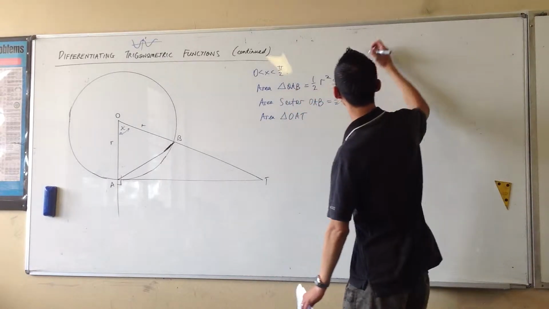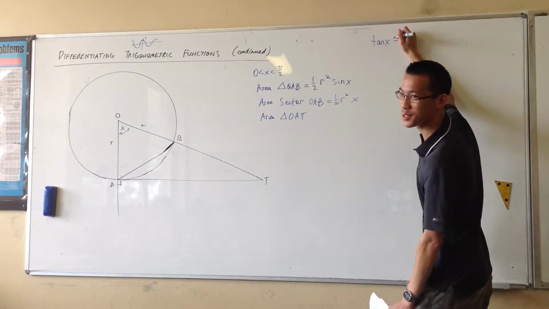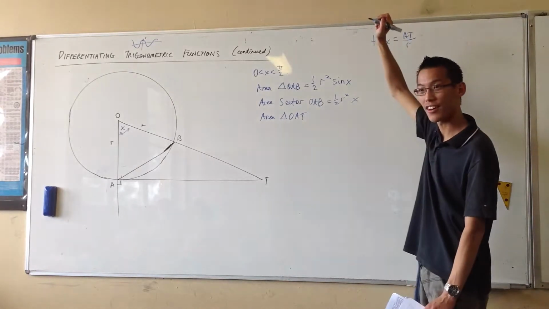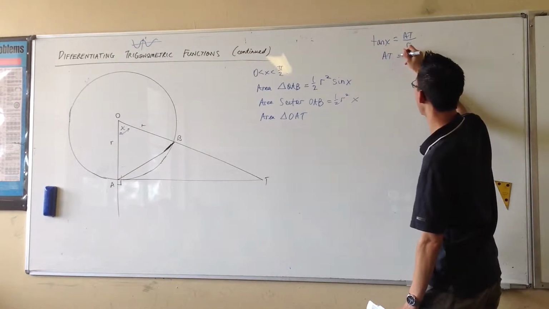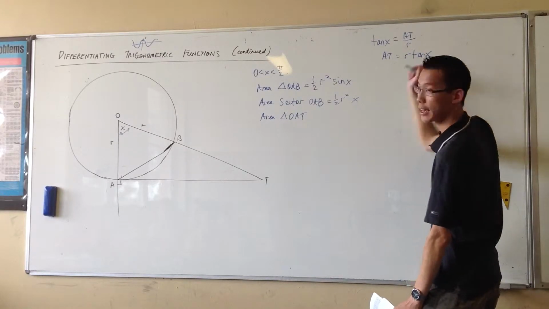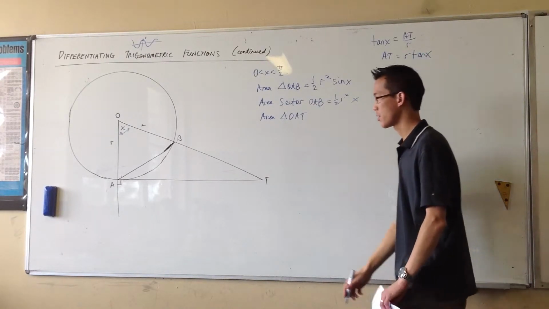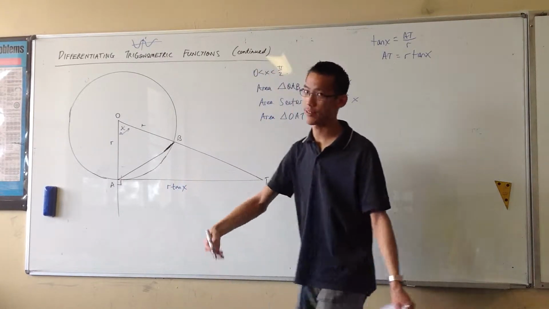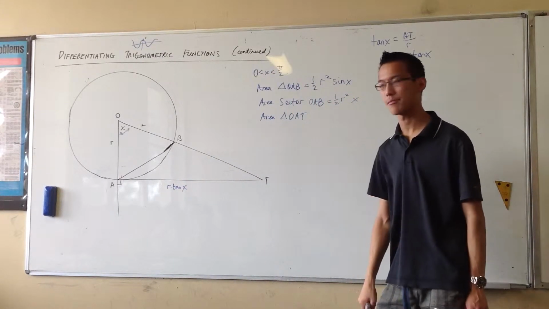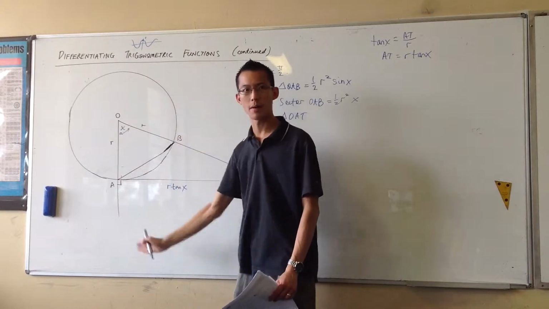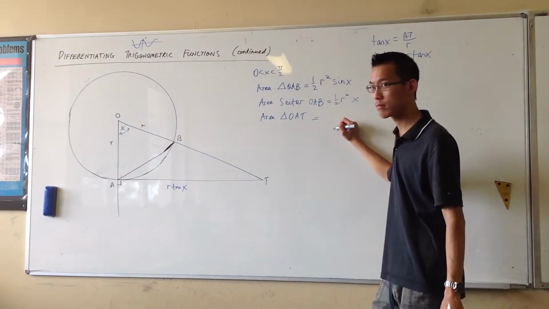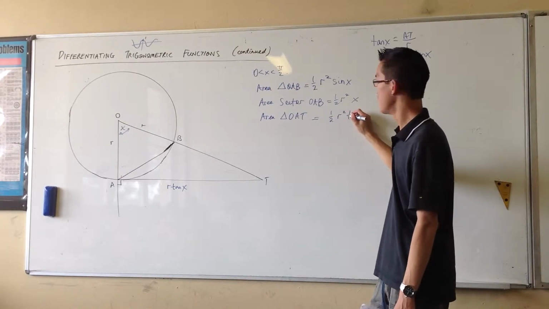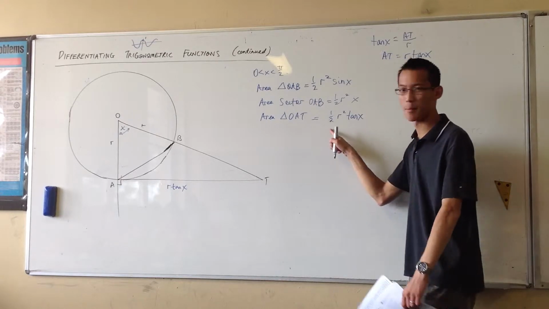So therefore, tan x. This is all getting recorded. Tan x is equal to opposite on adjacent, AT on R. So therefore, the actual length I'm after is R tan x. Happy? Okay. So I've got that distance down here. Now the area of a triangle is half base times height. There's my base, there's my height. So the area is half R squared tan x. I've got my half at the front.